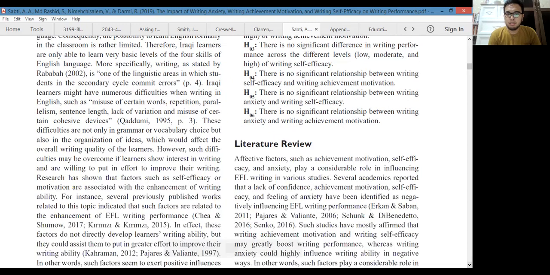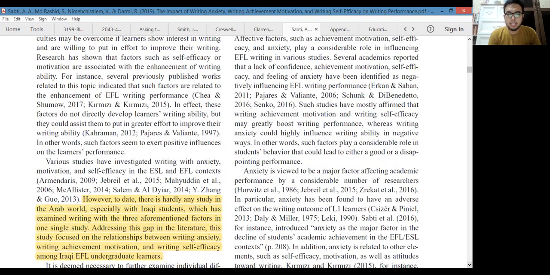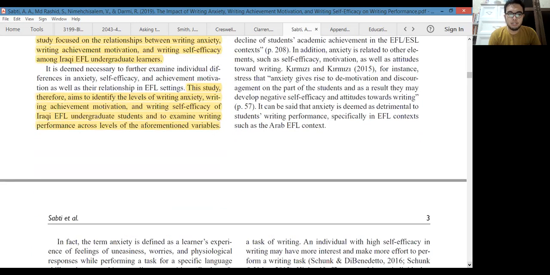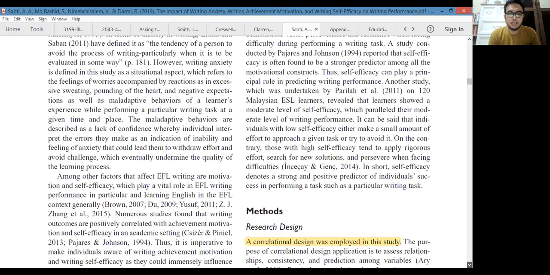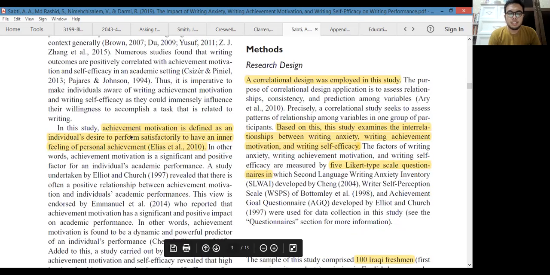Okay, we go to the literature review. In this part, they explain anxiety, motivation, and also self-efficacy. They emphasize the terms that they use. Achievement motivation is defined as individuals' desire to perform satisfactorily, to have an inner feeling of personal achievement. It is defined by Alias.